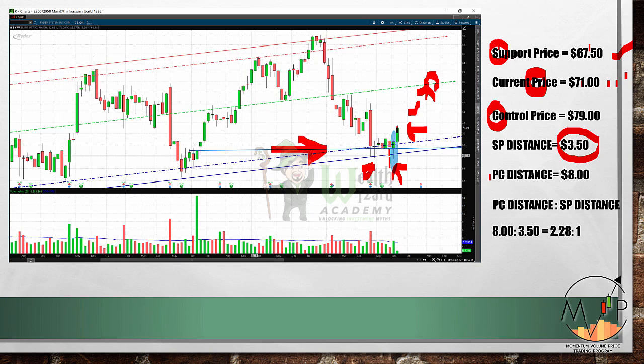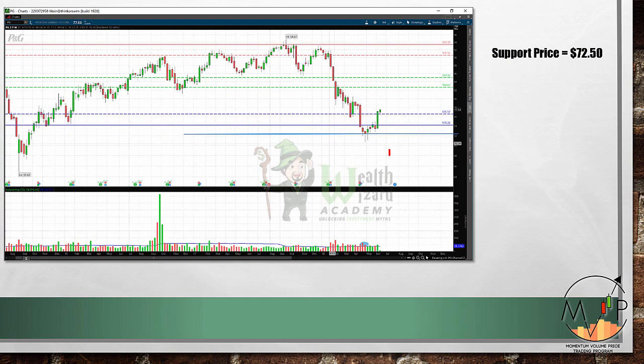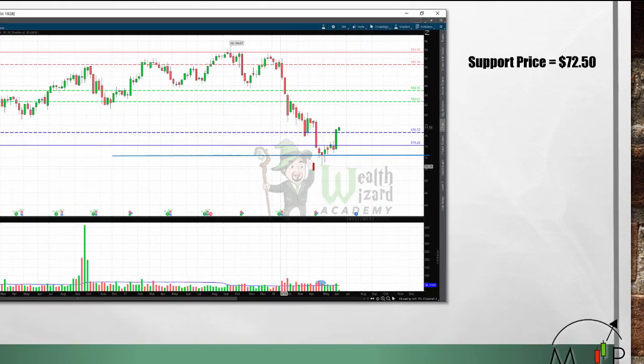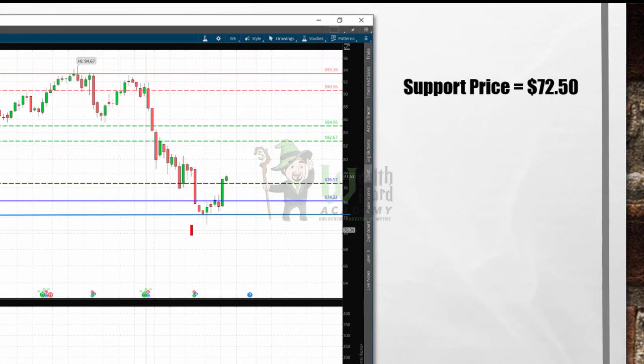Okay, so this is another example. This is taking Procter and Gamble. Okay, so Procter and Gamble, you can see over here, each time the stock moves lower than $72.50, it rebounds. So that is why you have a lot of hammers over here. Okay, it tries to break below $72.50, it goes back higher, it breaks below, goes back higher. So that is why I selected the support price at $72.50.